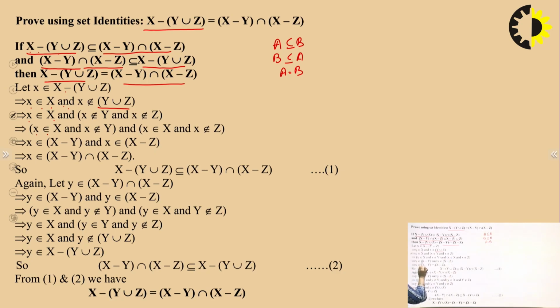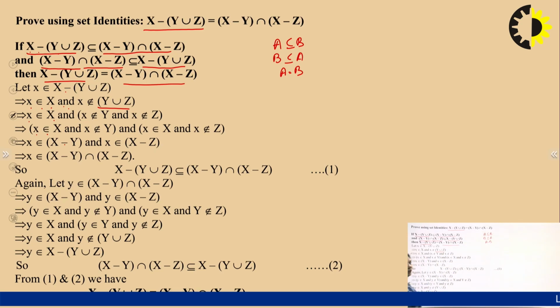X belongs to X minus Y, and minus is converted to and, and X belongs to X minus Z, same. What we get? X minus Y intersection X minus Z. This is what we want. Here it is equal to X minus Y intersection X minus Z.